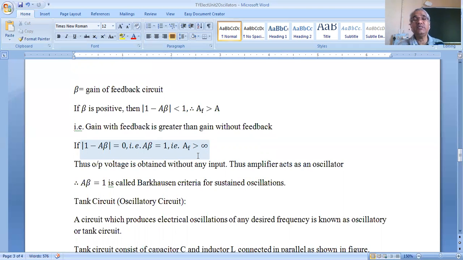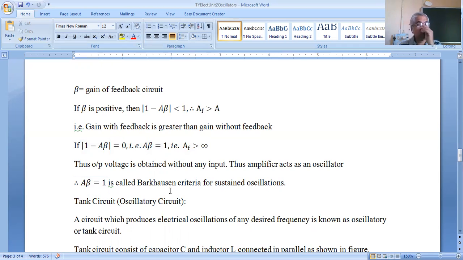The meaning of gain infinity is that there is an output without input. So output voltage is produced without any input voltage. Therefore this amplifier acts as an oscillator. When the condition 1 minus A beta equal to 0, or A beta equal to 1, is satisfied, you will get the oscillations. Therefore A beta is equal to 1 is called the Barkhausen criterion for sustained oscillations.